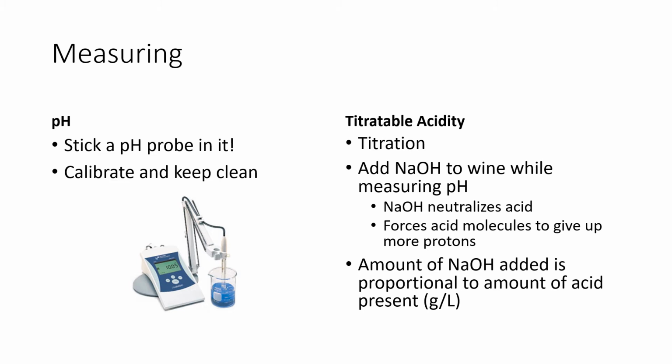So we add sodium hydroxide to a wine while measuring the pH. And the sodium hydroxide neutralizes the acid that's present in the wine. Those acid skeletons that still have the H or the protons attached to them give up those protons and throw them into solution. And then they're gobbled up by the sodium hydroxide again. So the amount of sodium hydroxide that we add to neutralize all the acid is proportional to the amount of acid present. And what we can do is then do a simple little math calculation to figure out how many titratable protons were in the wine, and then we can determine how many acid molecules were present.